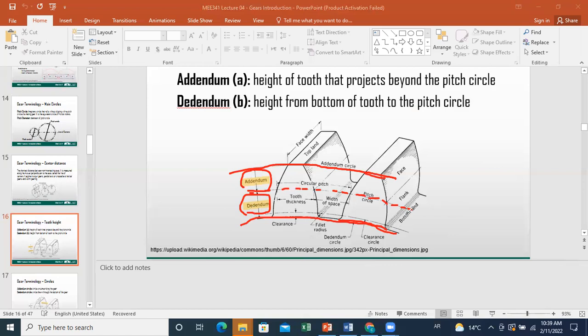You can also define what we will see in other slides: what is clearance, what is circular pitch, and what is face width. We'll detail these terminologies in the next slides.